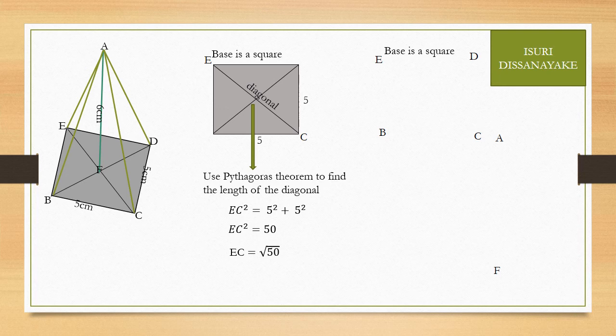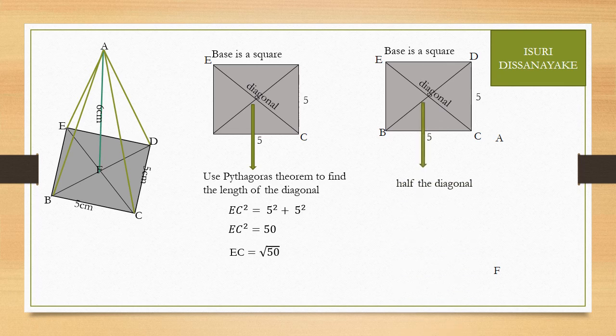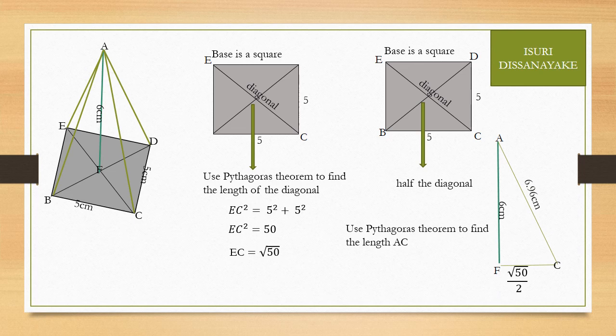Thereafter, you can see that the perpendicular AF creates a right angle triangle with FC, which is half of the diagonal, and AC. With the half of the diagonal, it creates a right angle triangle with the perpendicular AF. I am going to draw it separately over here. AF is 6 centimeters. FC is half the diagonal, which is root 50 divided by 2.